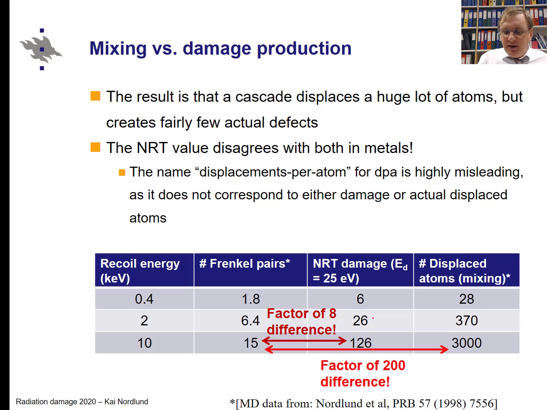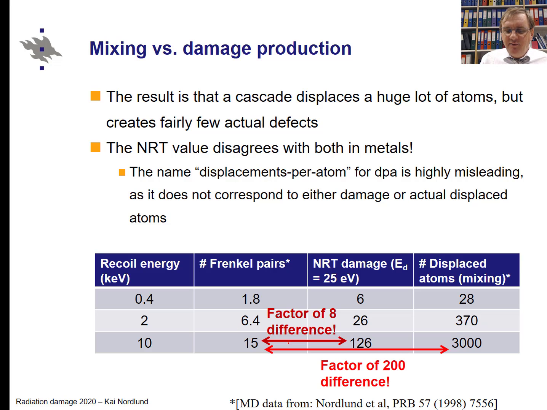So this is some typical data. Many MD simulations have been done which show similar stuff. This was for copper. So if you, for instance, look at the values already at 2 keV, the number of Frenkel pairs produced is 6. The NRT prediction would be 26, and the actual number of atoms displaced is 370.